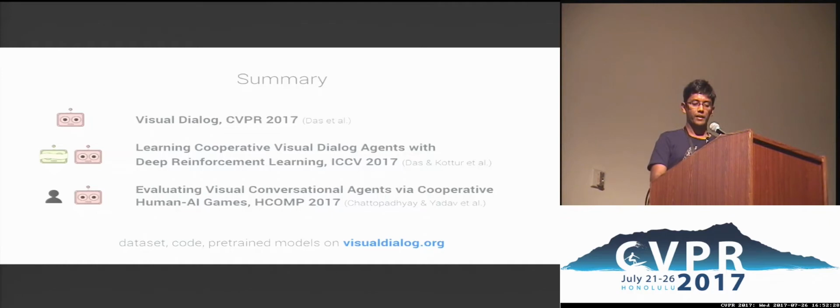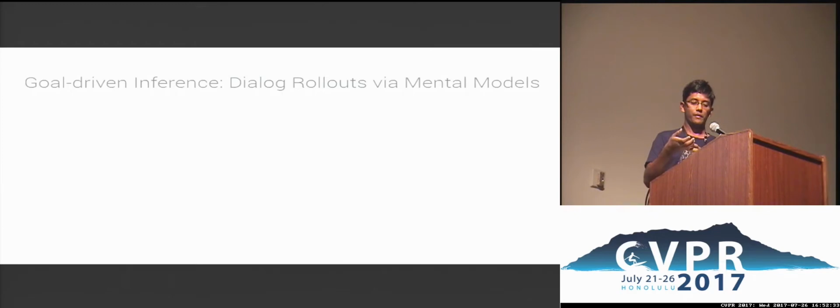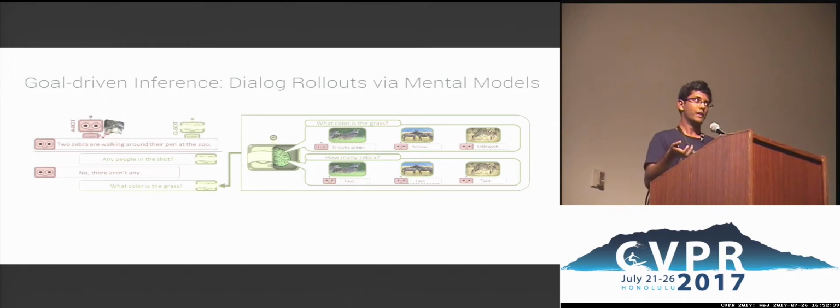Coming to some of my more recent ongoing work, we're looking at what we call dialog rollouts via mental models. Till now we were doing vanilla beam search inference in these models where the two agents are talking to each other. Instead of that, the idea is that each agent has a mental model of the other side within it. For example, if the other side is not good at answering color questions, the questioning agent should learn to not ask color questions. So that's the idea, that each agent has a mental model of the other side within it. This is ongoing work.